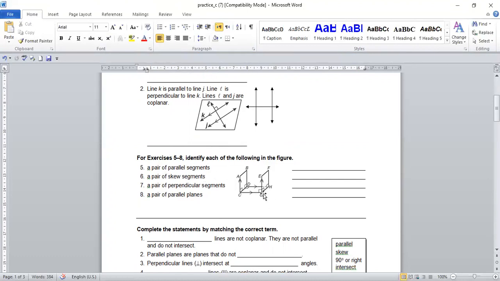I don't know whether I have given this question to you before or not. It looks familiar, but let's solve it. A pair of parallel segments. You know what parallel lines are, right? They are the lines which do not touch. So here in this figure, they have shown you the parallel lines by these arrows.